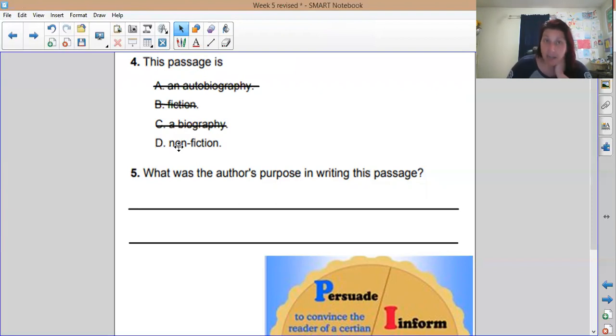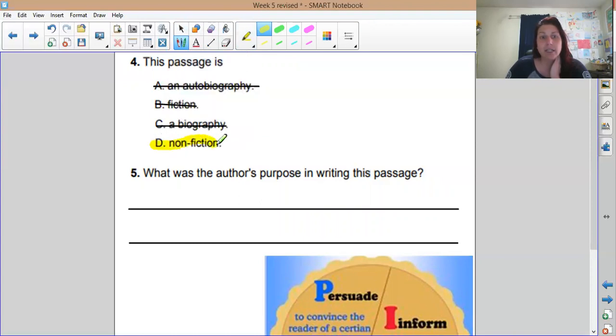So it just so happens that it is nonfiction. It is an informational passage. And it was about not a real person, but real things. It was about grizzly bears.